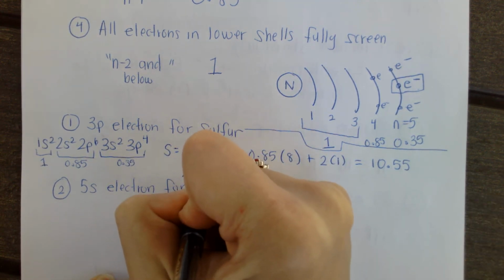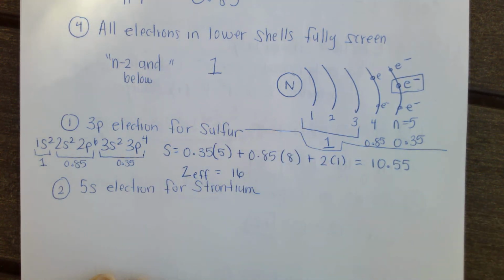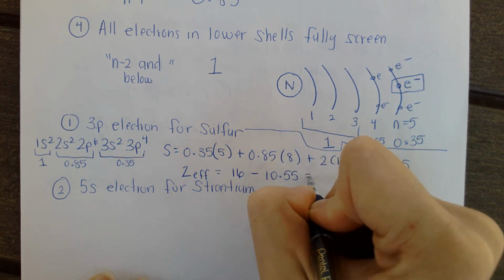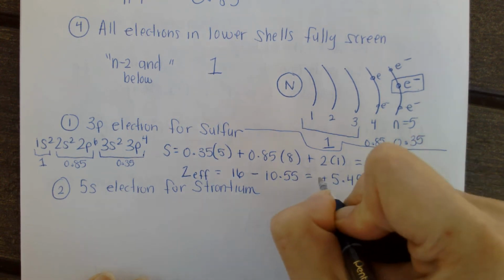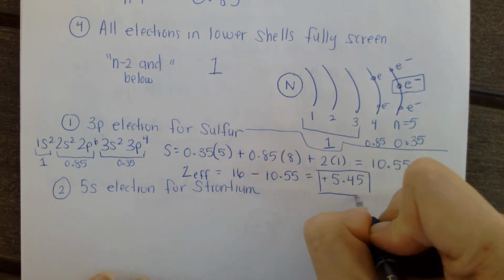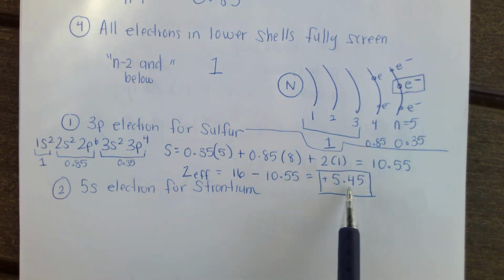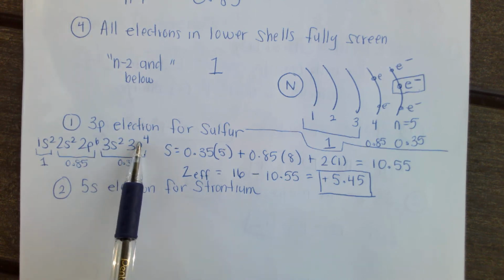So Z effective is equal to 16, the same Z, that hasn't changed. The only thing that's different is the way we calculated S, and that is 10.55. So we subtract, and we get plus 5.45 as the effective nuclear charge using Slater's Rule. Okay, so it's very, very similar. It has just gone down a little bit from our rough estimate because we've taken into account that we do have screening that occurs in the same shell.